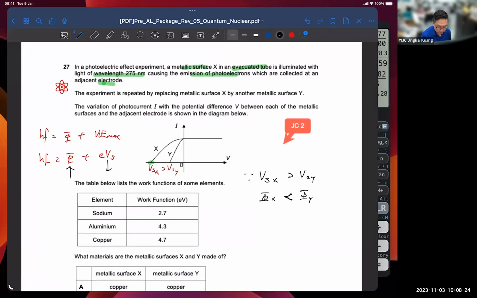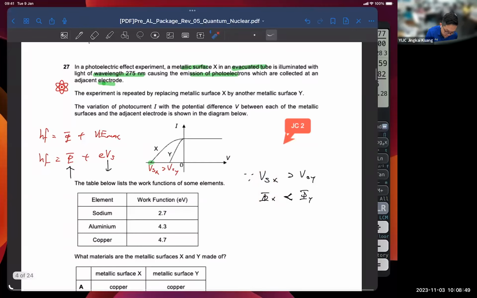Are we okay for this? So remember I'm using the same photon. If I'm using the same photon, and X is harder to stop, that means for the photon energy, a smaller fraction of it is used to overcome the work function of X.